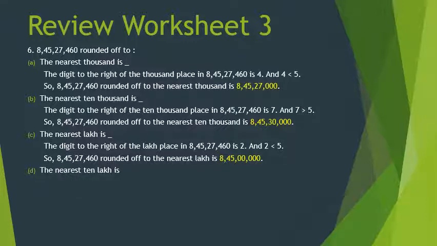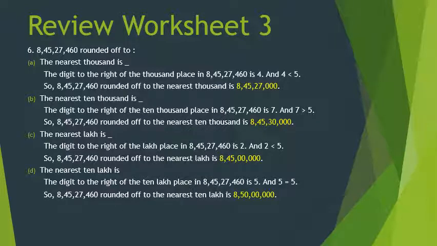Now let's move to the D part of this question. We have to round off the number to the nearest 10 lakh. So the digit to the right of the 10 lakh place in 8 crore 45 lakh 27,460 is 5. And 5 is equal to 5, so we will add 1 to the digit 4, which is at the 10 lakh place, and it will become 5, and therefore 8 crore 45 lakh 27,460 rounded off to the nearest 10 lakh is 8 crore 50 lakhs.